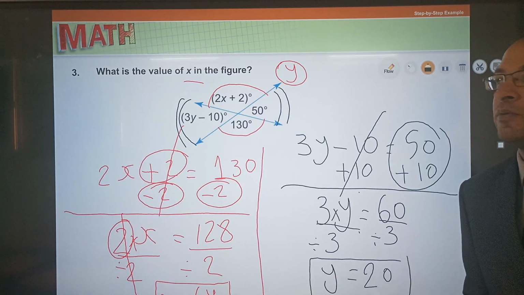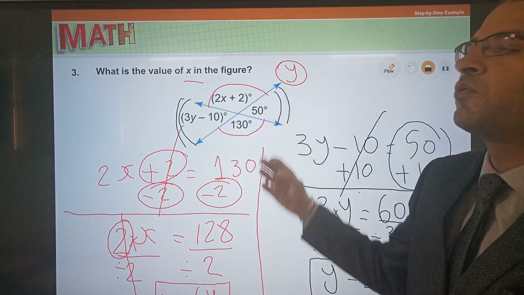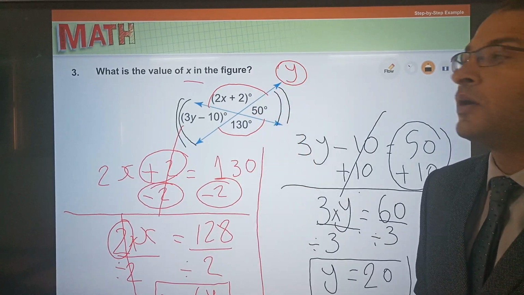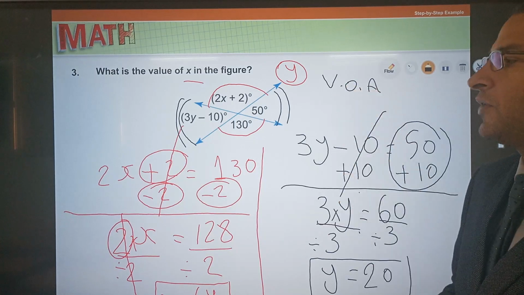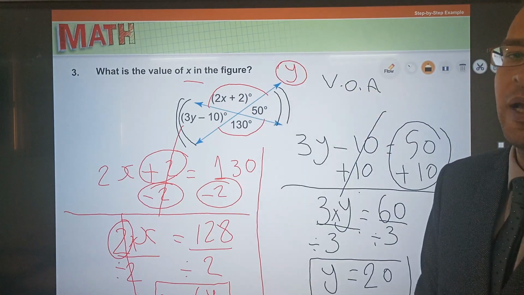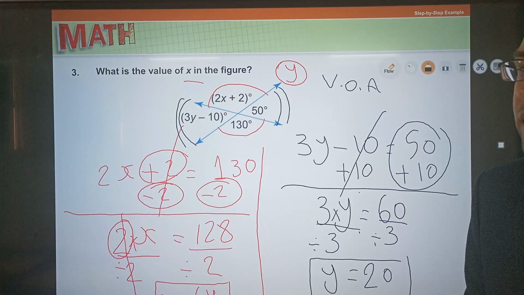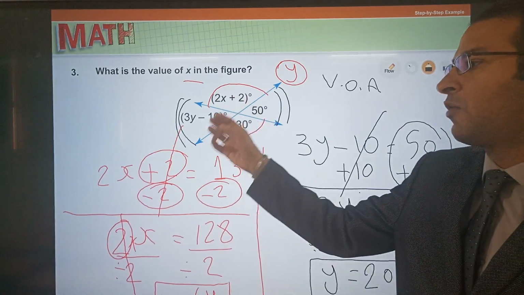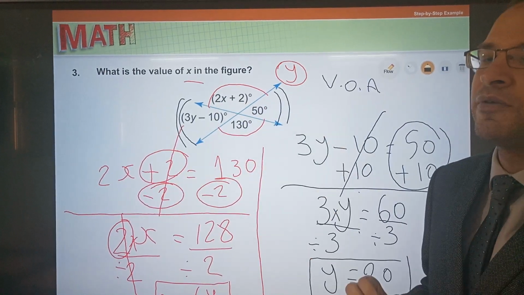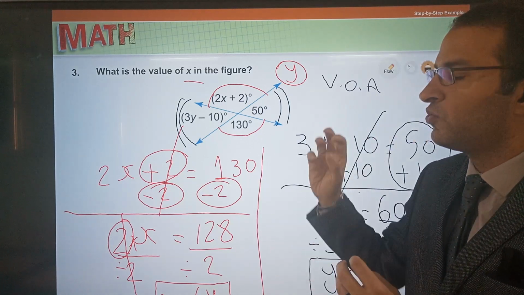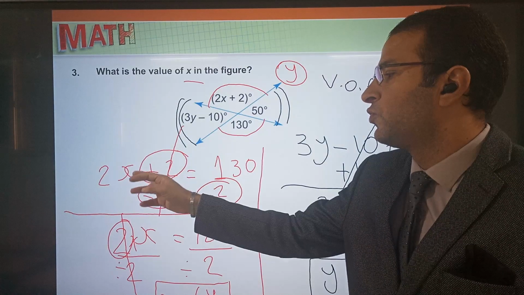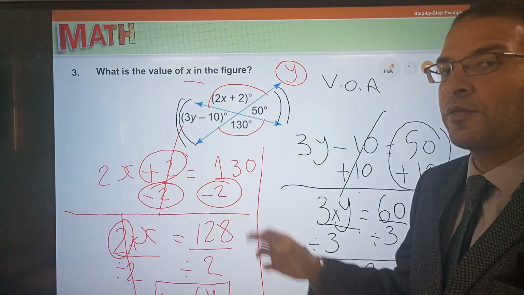Again, what do we do? We will put the up angle equal to the down angle. Why are they equal? By vertically opposite angles. So these two couples of angles, the up angle and the down angle, are equal, the pair are equal by vertically opposite angles. And 3y minus 10 will be equal to 50 by vertically opposite angles. Each two are equal. So we put 2x plus 2 equal to 130.